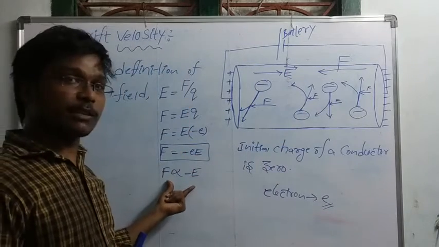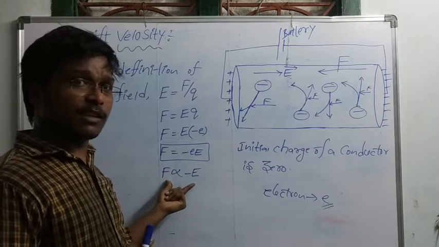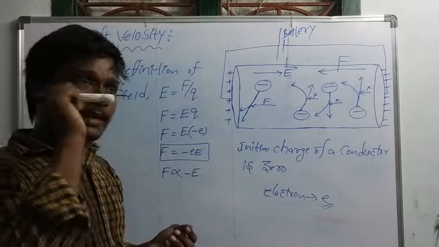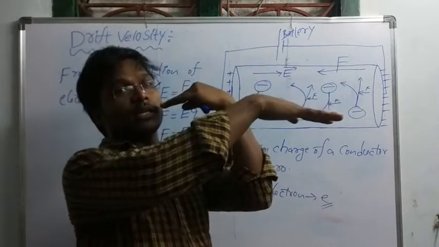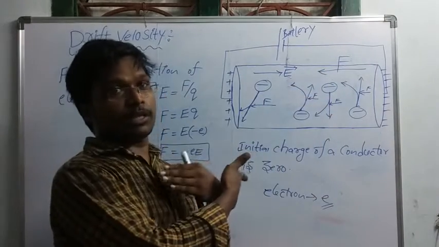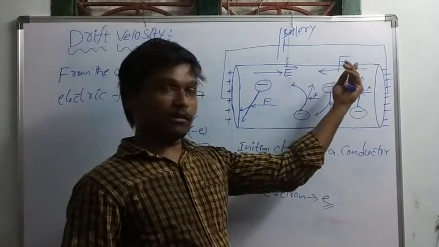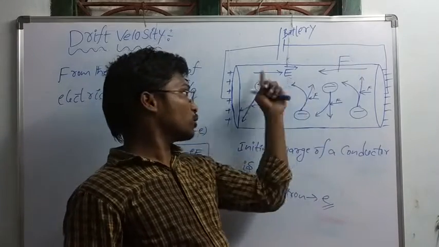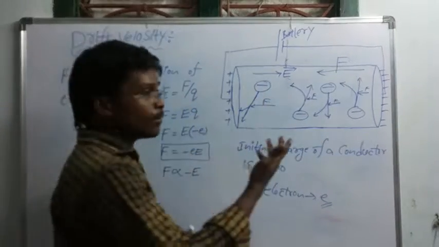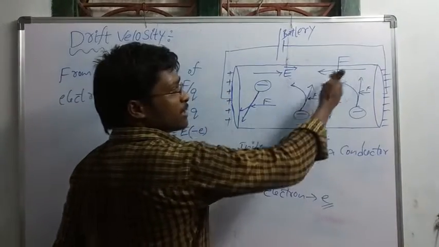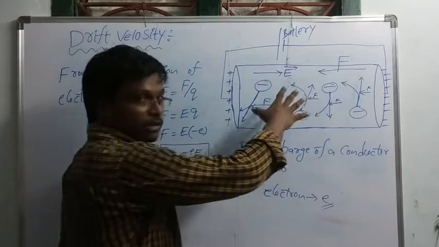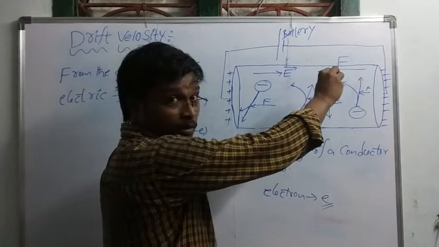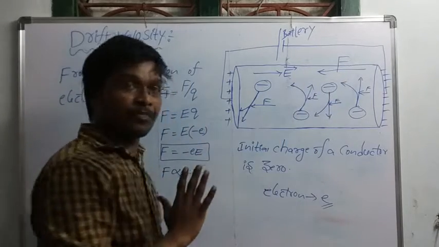So we got this expression. From this expression, the electric field always moves in this direction, which means the force will act in the opposite direction. For that reason, we denoted the force as opposite to the electric field. So the force is acting in this direction, which means this force will act on all the electrons.